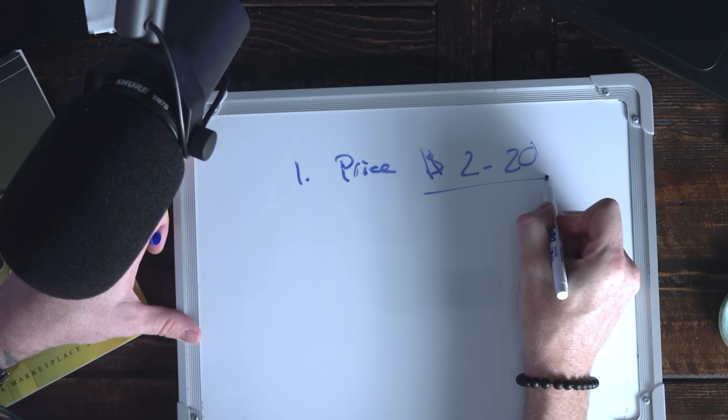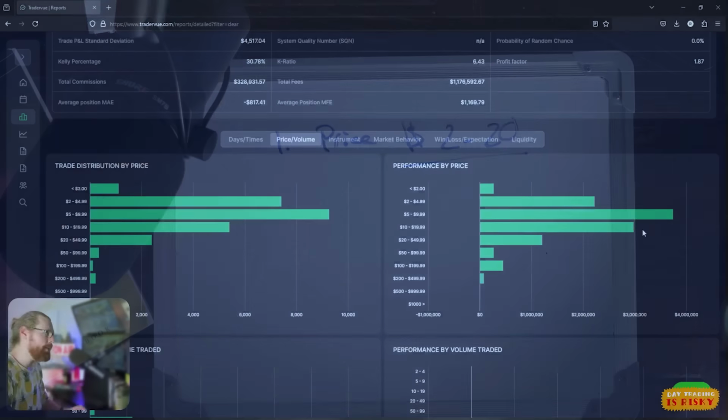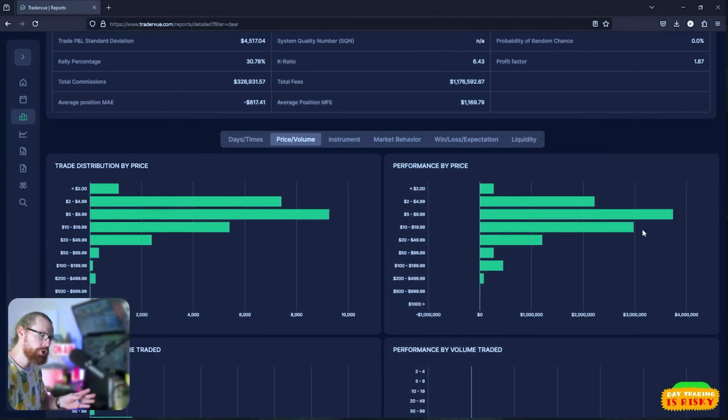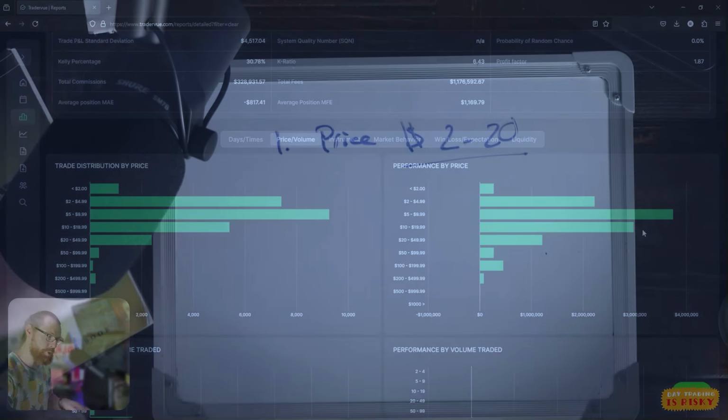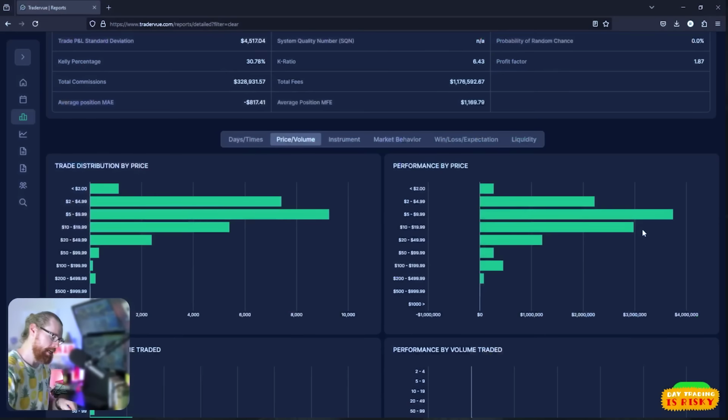That's my sweet spot. Now, I'm not saying that I don't make money when I trade stocks that are a little more expensive or a little cheaper, but this is my sweet spot between $2 and $20 where I do the best. As a beginner, it seems to me that it would make sense to focus on the sweet spot where other traders are doing their very best, rather than trading the edges of where they find success. So number one, price between $2 and $20.